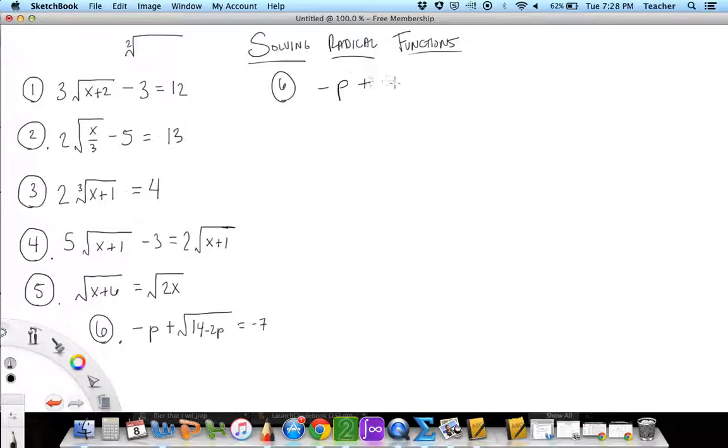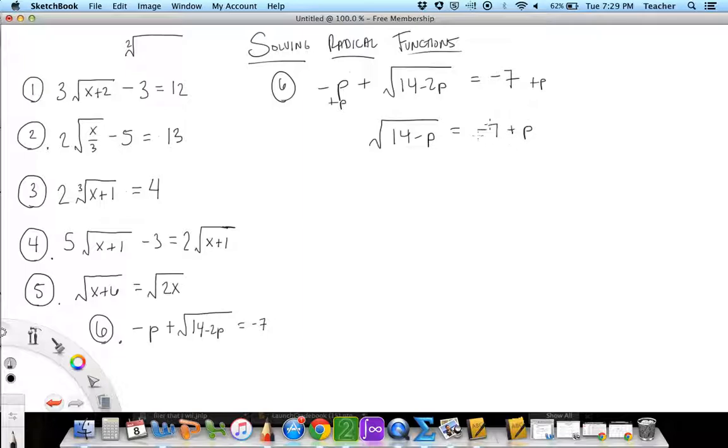This problem brings in some oldie but goodie things for us in the form of factoring. The first thing I want to do is isolate the radical like I've been doing. So I would get the square root of 14 minus p equals, adding p to both sides, negative 7 plus p.